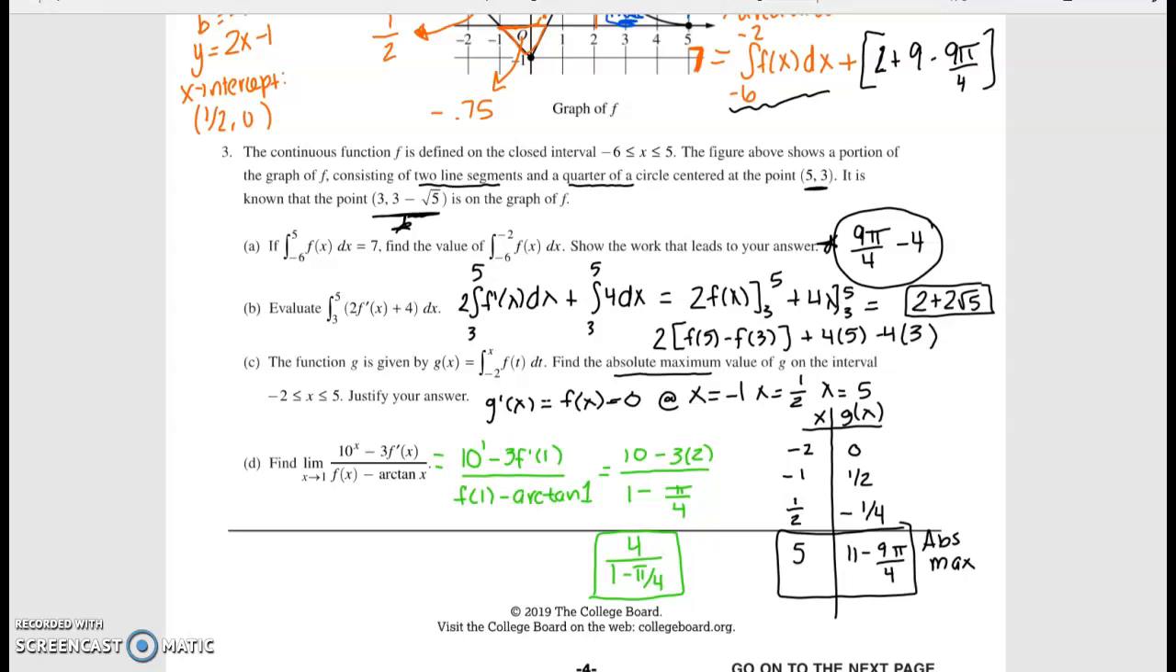And now letter D, it's asking you for a limit. We know to evaluate limits, we replace x with the number. So I did it here in green. Well, f prime of 1 is the slope of the line in the graph of f. Arctan of 1, we do not deal with degrees, is going to be pi over 4. How did I find f of 1? I looked at the picture. Plug it in, leave your answer like that, and there's another AP question done.